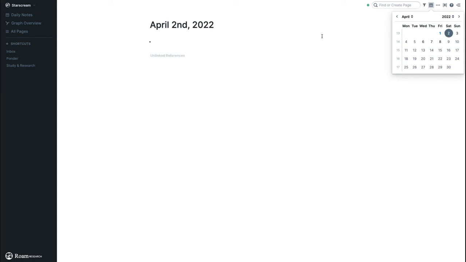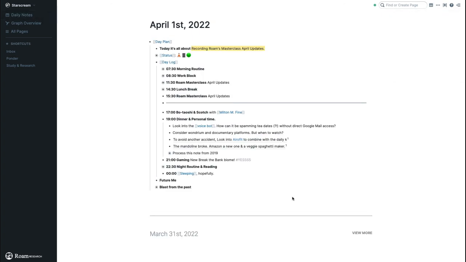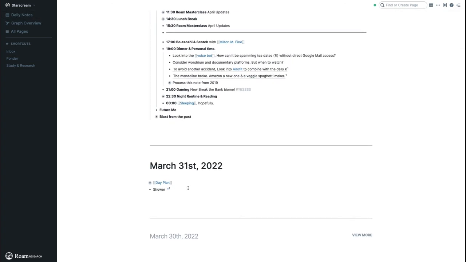But it's not here. Where is it instead? It's on the 3rd. Why does this happen? Because although I'm putting the block on March the 31st, the delta is counting the 2 days, not from March the 31st, but from today.